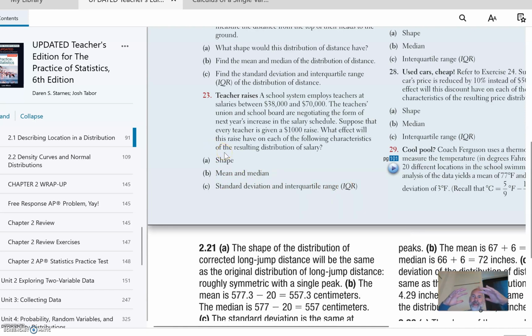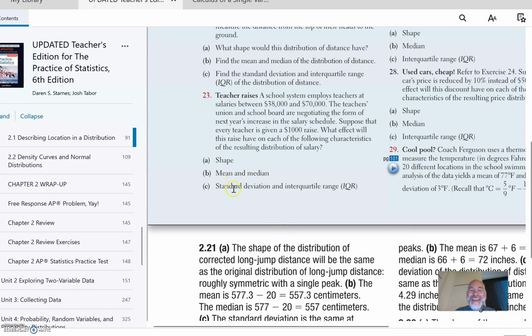Now, remember, when you're adding, the values are just going to go up together, so that's not going to change the shape at all. And then you say, okay, does adding change the mean? And also the median is going to be the same thing, because the mean and the median are both going to do the same thing.